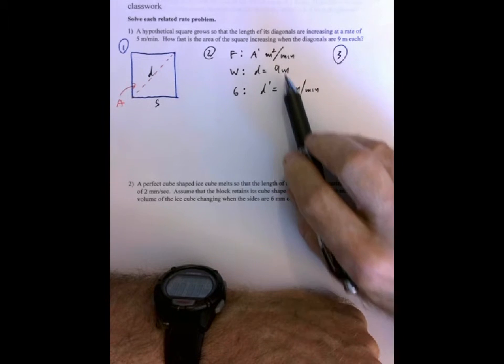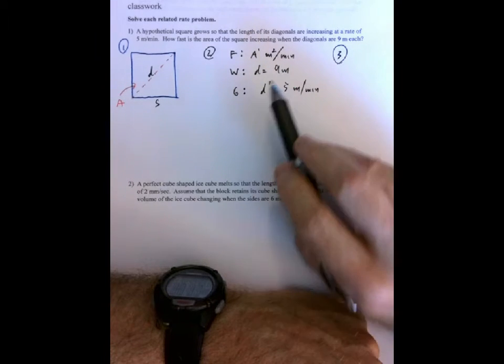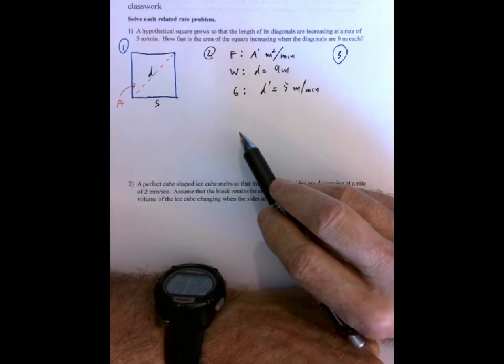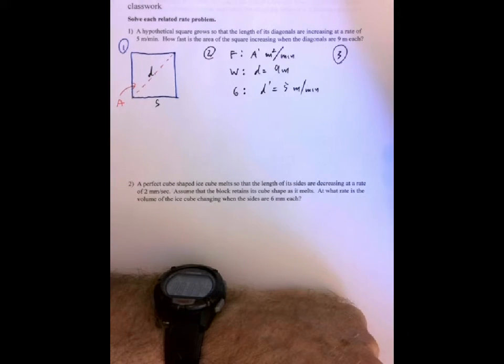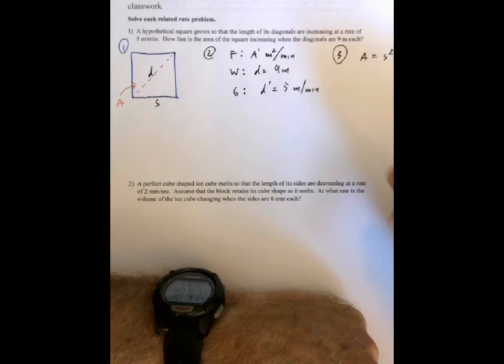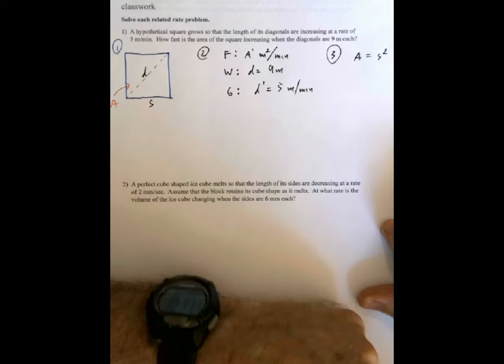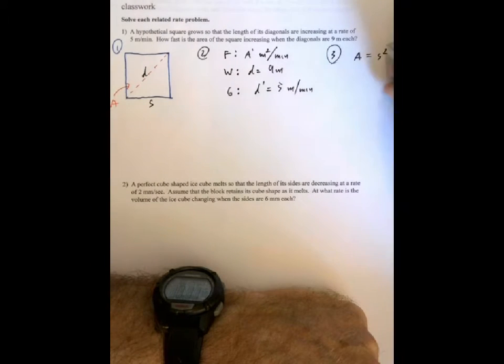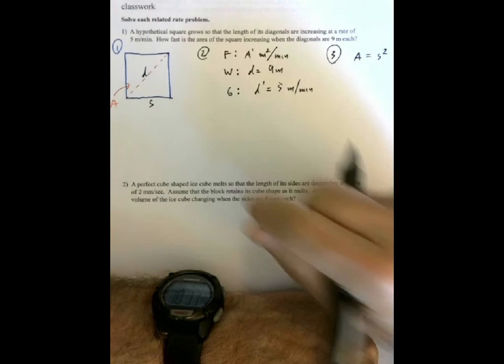That's going to give us our formula that we can then take the derivative of. Okay, but we only know this one here. We know that the area is equal to the side squared. I'm going to squeeze that over a little bit there. Okay, we know that the area is side times side.